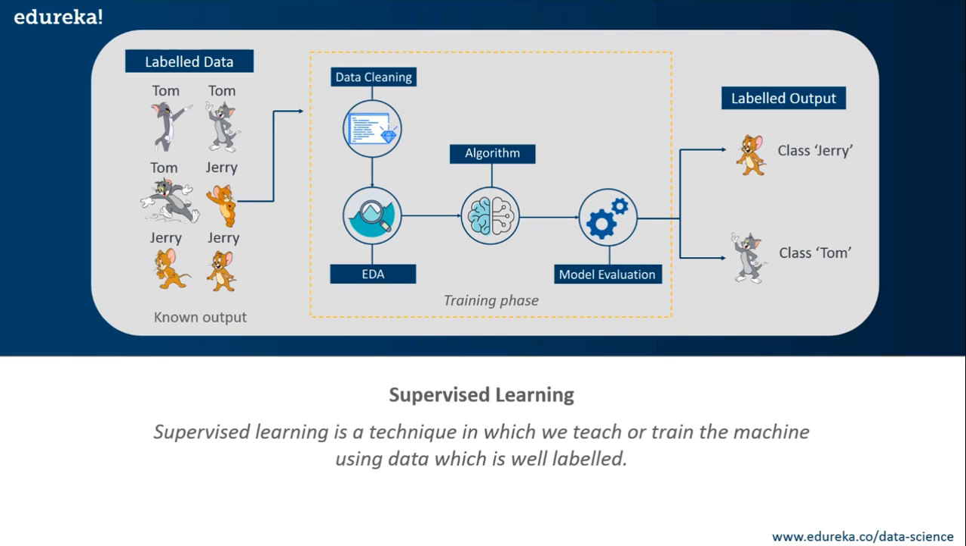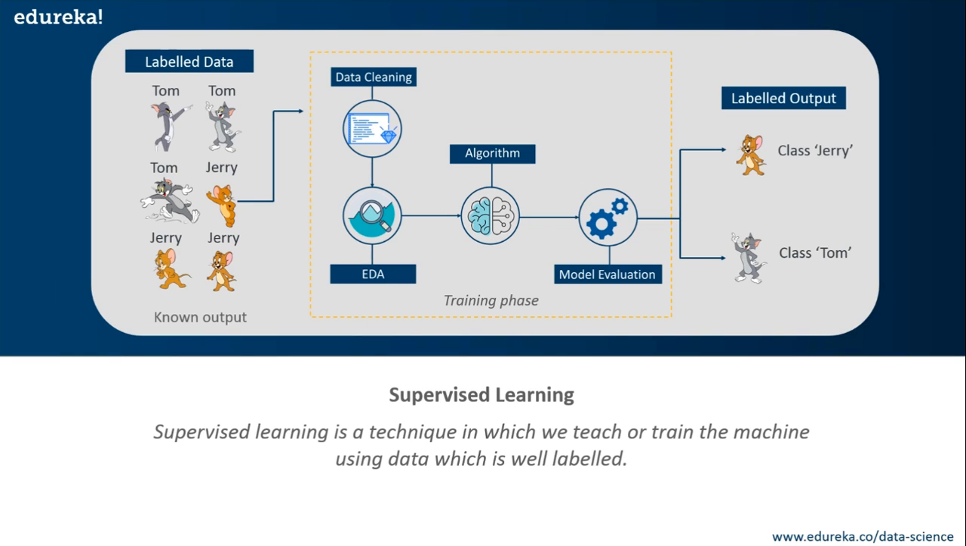Okay, the training data set that is fed to the model is labeled, as in we're telling the machine that this is how Tom looks and this is how Jerry looks. By doing so, you're training the machine using labeled data. So basically, in supervised learning, there is a well-defined training phase done with the help of labeled data. Now, the processes in between are the same as we discussed earlier.